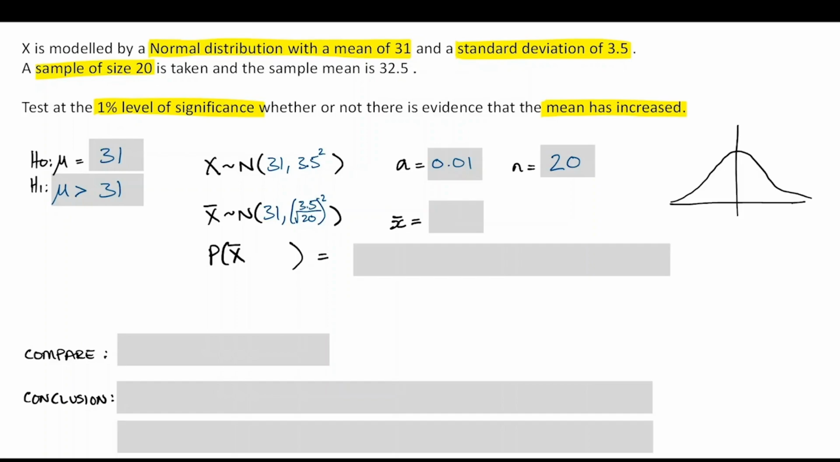Okay, that should be enough to get going on the diagram. The 31 appears in a 5th place. The population mean appears in a 5th place. It is the mean of this distribution, the middle of this distribution.